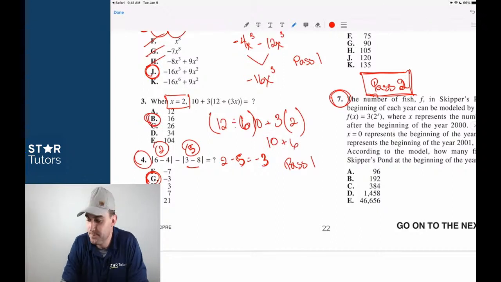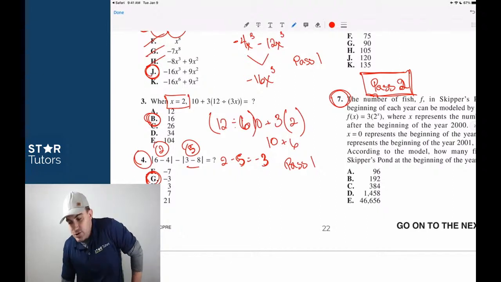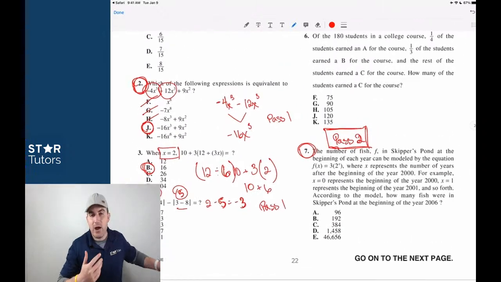That probably took me 20 seconds to do total, not even just to determine what I was supposed to do, but 20 seconds total to answer that question. And I'm 95% sure that I got it right. I'm not trying to make any simple mistakes. And now I move on to the next one.